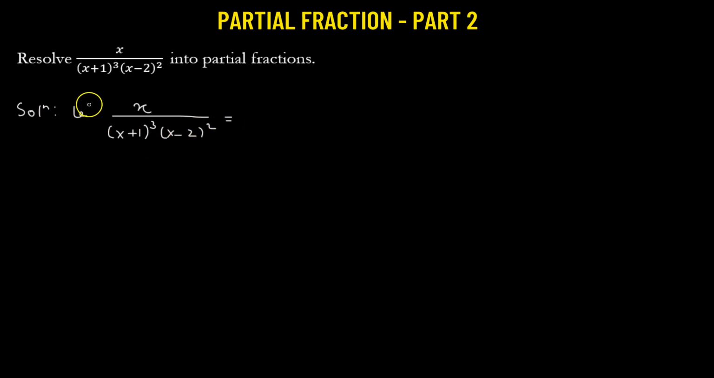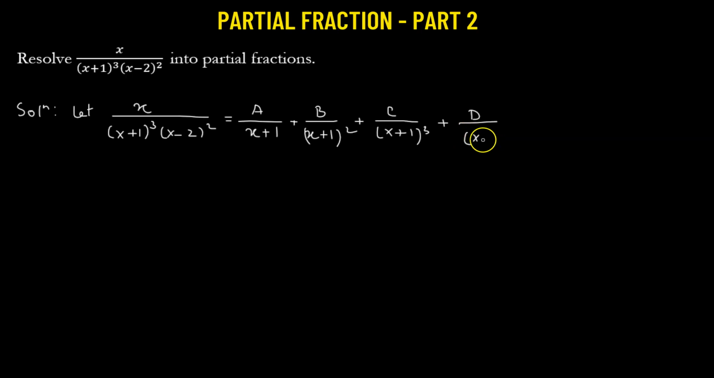So let's say that this rational fraction can be broken down into 5 partial fractions, with the first partial fraction being a over x plus 1. The second partial fraction is going to be b over x plus 1 whole squared. The third partial fraction will be c over x plus 1 whole cubed, followed by the fourth partial fraction, which will be d over x minus 2, and the final partial fraction will be e over x minus 2 whole squared. We're going to label this as equation number 1. Our goal will be to find the value of these constants a, b, c, d and e.